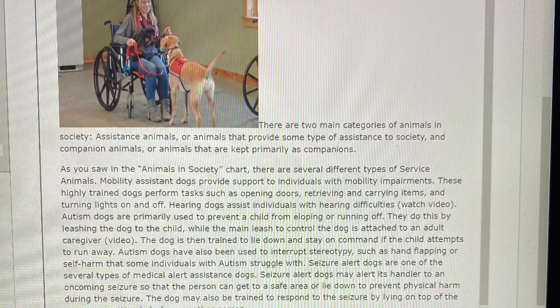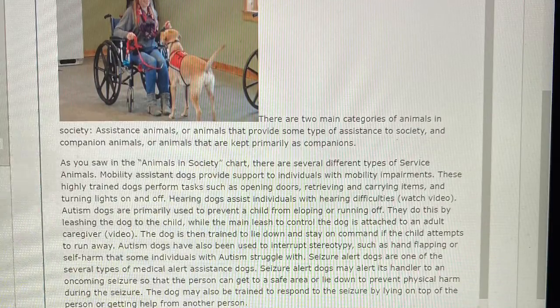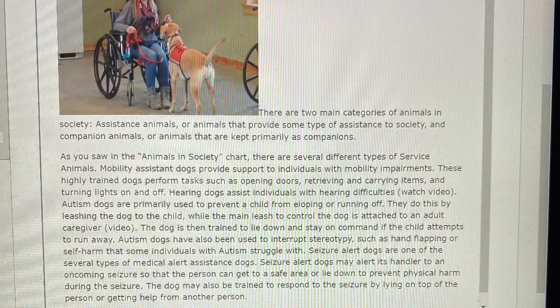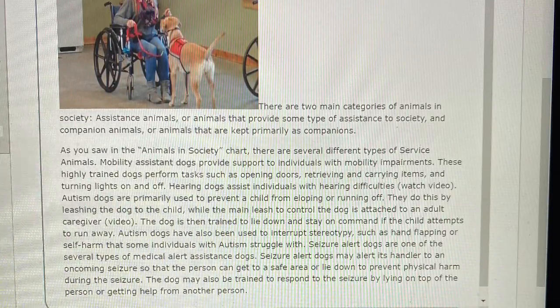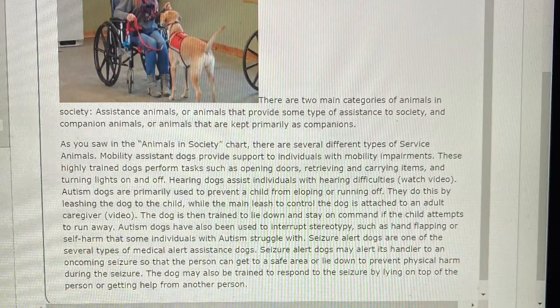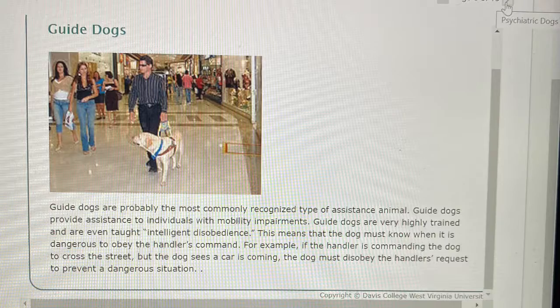Seizure alert dogs are one of the several types of medical alert assistance dogs. Seizure alert dogs may alert their handler to an oncoming seizure so that the person can get to a safe area or lie down to prevent physical harm during the seizure. The dog may also be trained to respond to the seizures by lying on top of the person or getting help from another person.